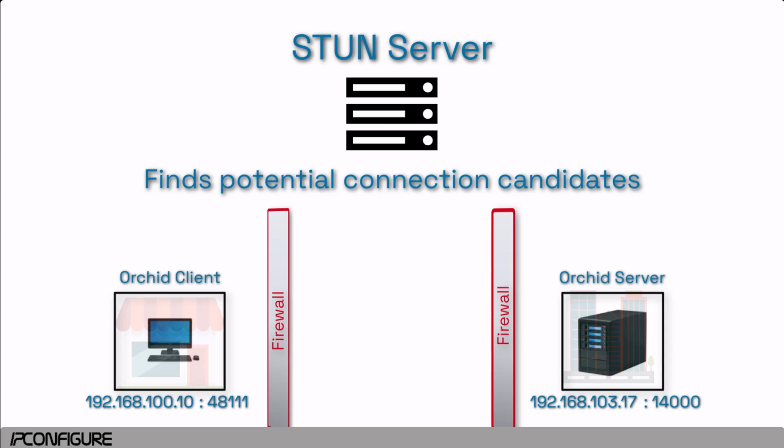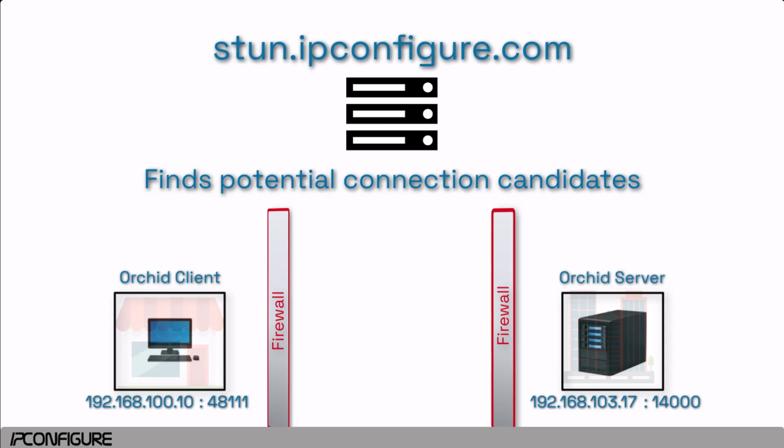By default, Orchid Recorder will use stun.ipconfigure.com, which is publicly available on the internet. Other STUN servers may be used as well, but you'll need to make sure that you tell Orchid about the STUN server by editing the Orchid Recorder properties file.